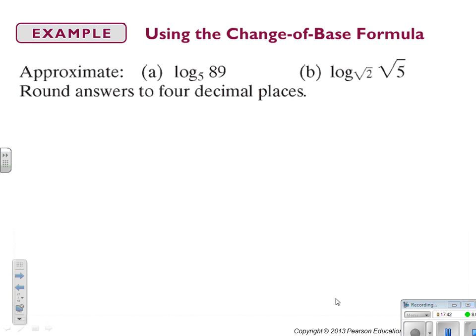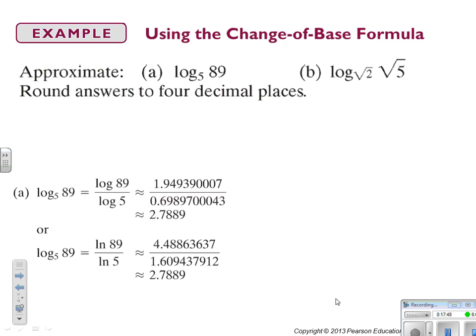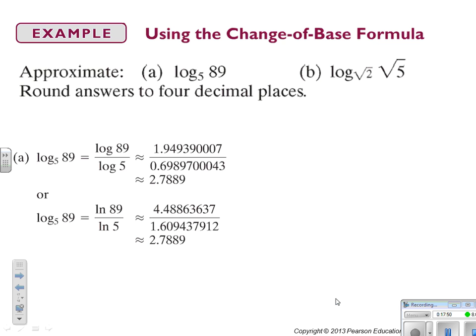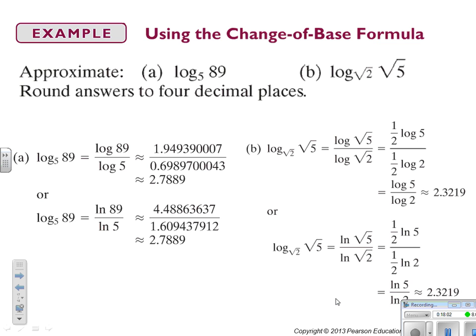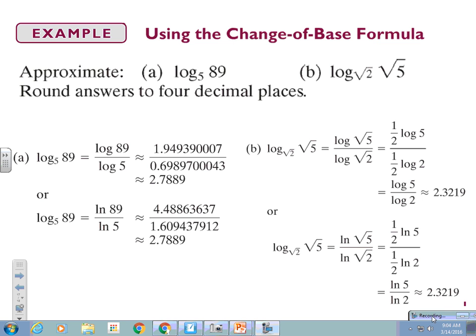Okay, so we're going to approximate log base 5 of 89, and we're going to go log of 89 divided by log of 5, or natural log of 89 divided by natural log of 5. Either way will get you the right answer. And B, we're going to go log base root 2 of root 5. So that's log of root 5 over log of root 2, or approximately 2.3219. And it doesn't matter whether you use natural log or base 10 log. Both of them will get you the same answer.